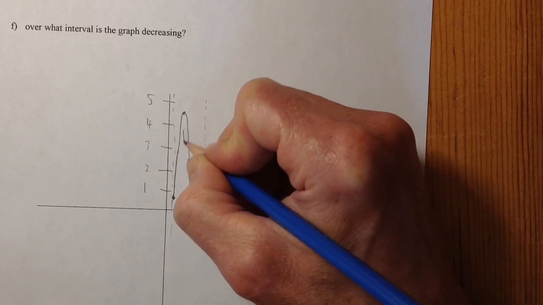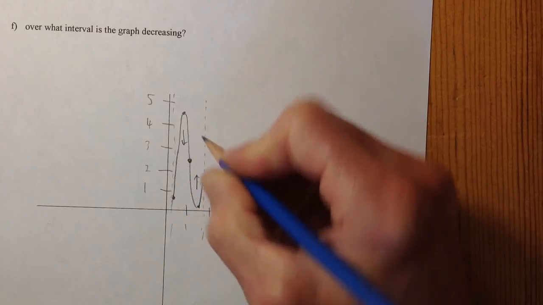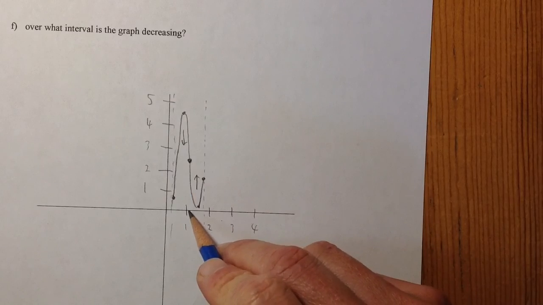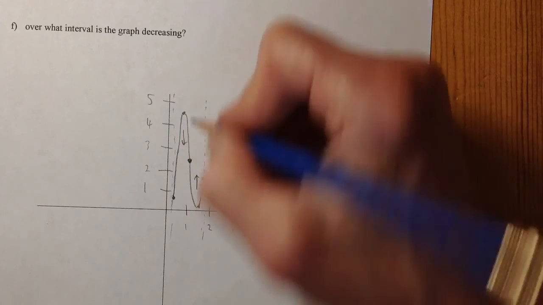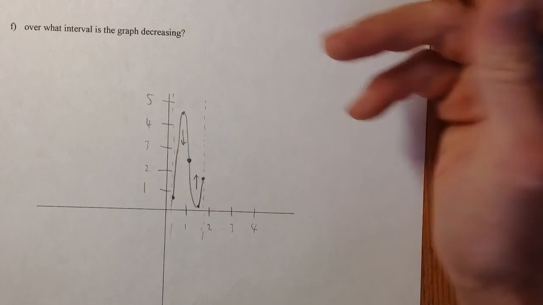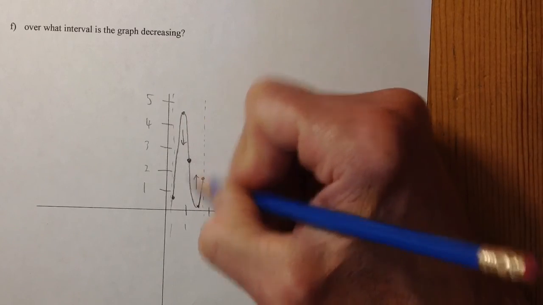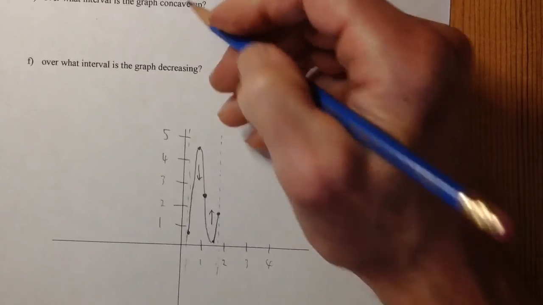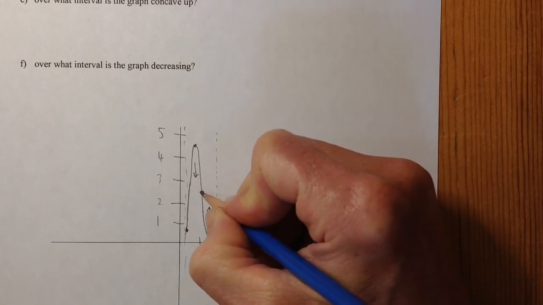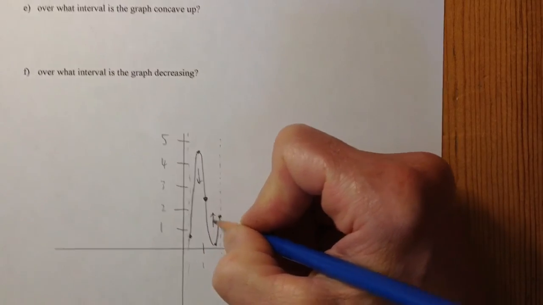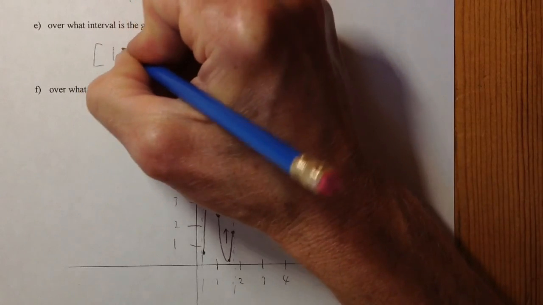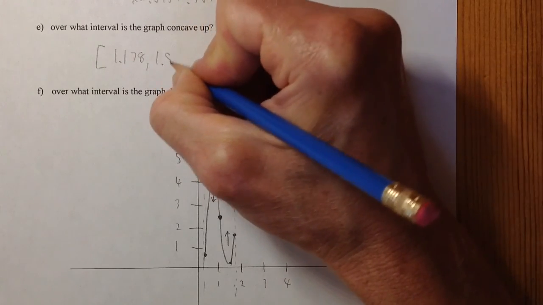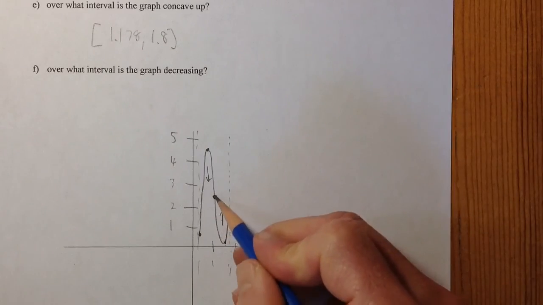Where it switches over from concave down to concave up is right there, the inflection point, and it's right about where it should be, 1.1, about halfway between them. It doesn't have to be halfway between, but it's usually around halfway between the peak and the valley. All right, now where is it concave up? Concave up is here, from the inflection point to the end point. The inflection point is 1.178, and the end point was 1.8, right? So up from here to here.